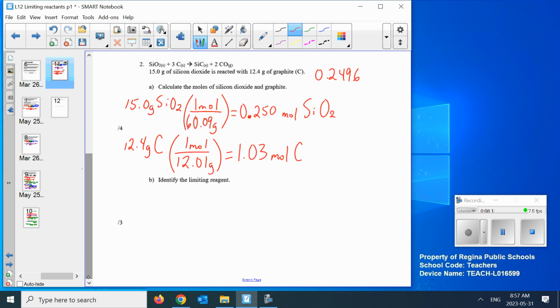Okay, the balanced reaction is given. Identify the limiting reactant. You just choose one of these. Which one do you want to choose? I usually choose the first one. Carbon? Sure. So, if all of the carbon reacts, this is what I'm thinking. So I go 1.03 moles of carbon. According to the balanced reaction, 3 carbon, how much silicon dioxide?